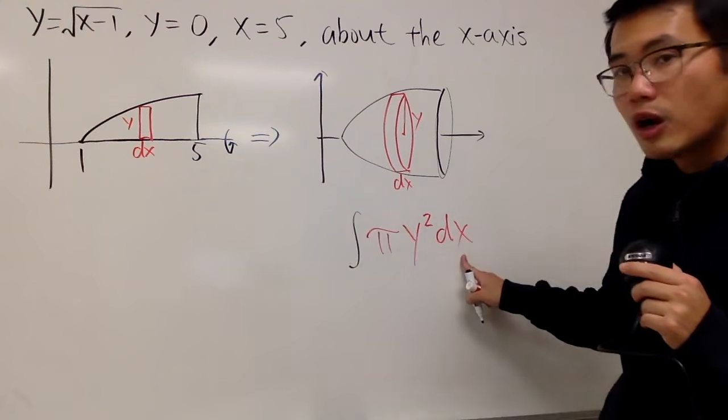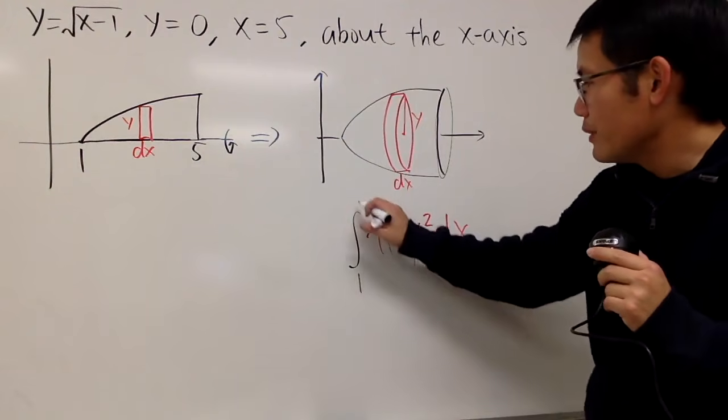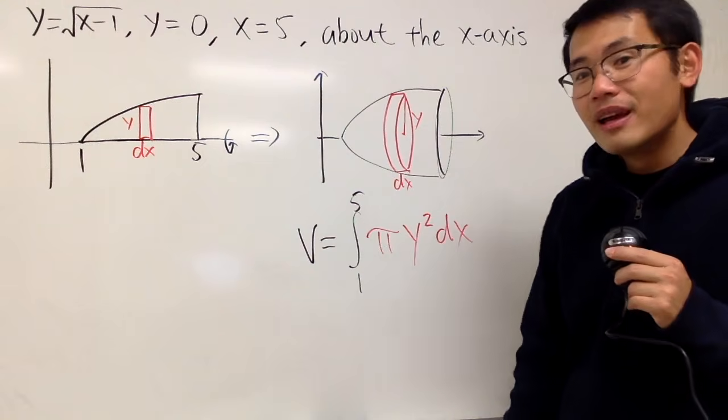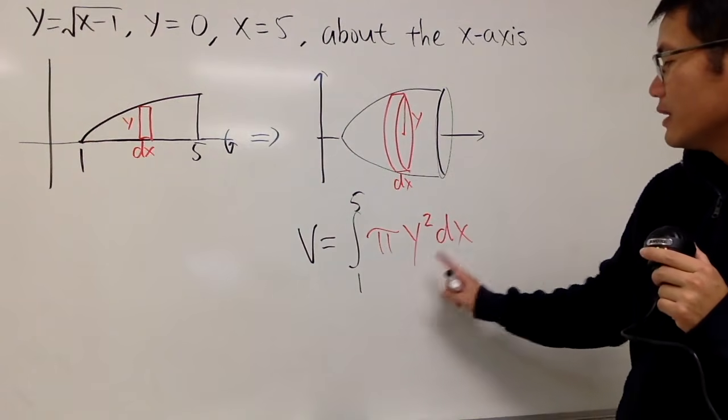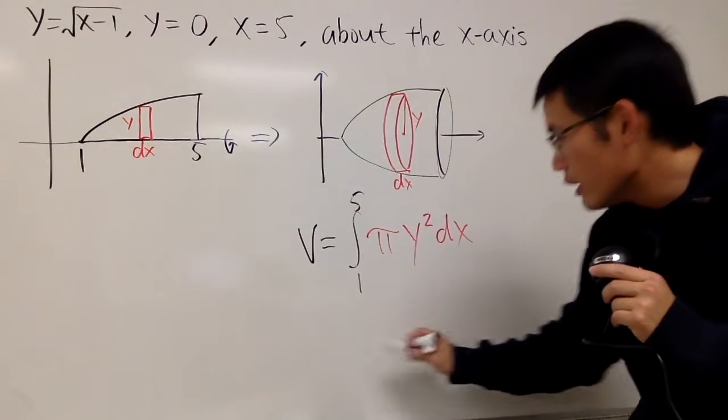We are in the x world, so pay attention to the x values. We are going from 1 to 5, and that will give you the volume for this, right? However, of course, y is not allowed in the x world, but we know y is equal to the square root of x minus 1. So just put that back right here.